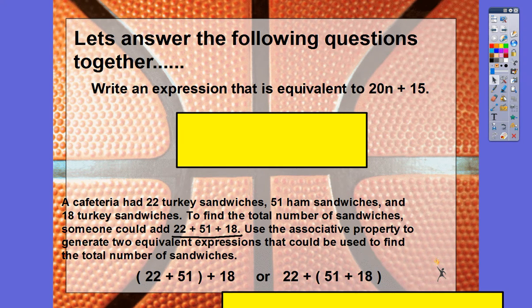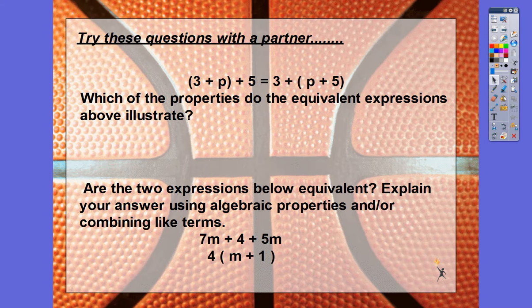So there you see in the answers, and they could have them flopped either way. It doesn't matter. All right, on our next page, now these questions they would try with a partner. Okay, so now they're going to be working together and collaborating.